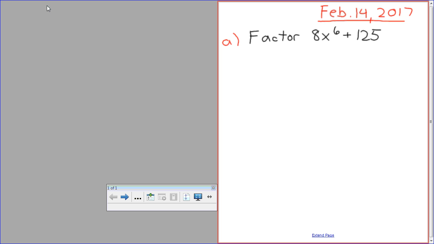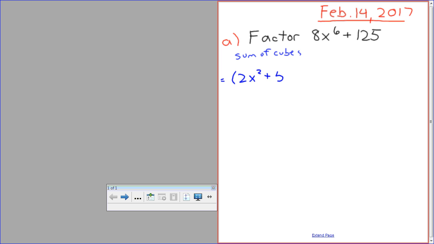Okay, factor 8x^6 plus 125. Okay, volunteer to start. Let's get in. Okay, so in the first bracket it's 2x squared plus 5. Okay, I'm going to just interrupt there. Okay, go ahead. 2x squared plus 5.